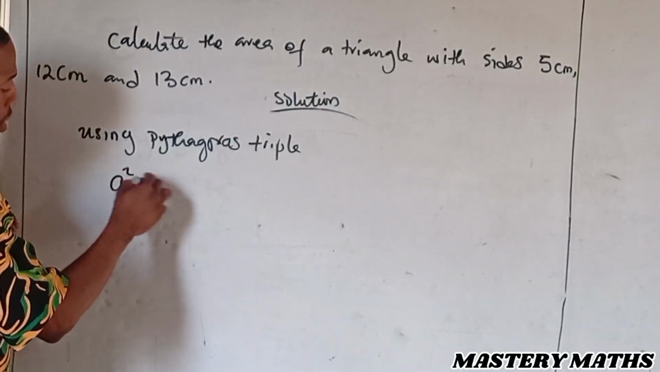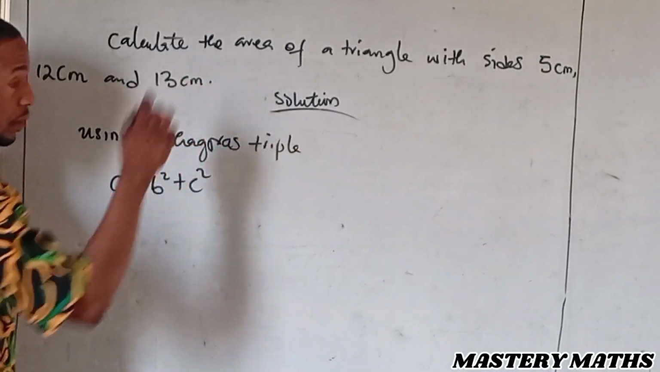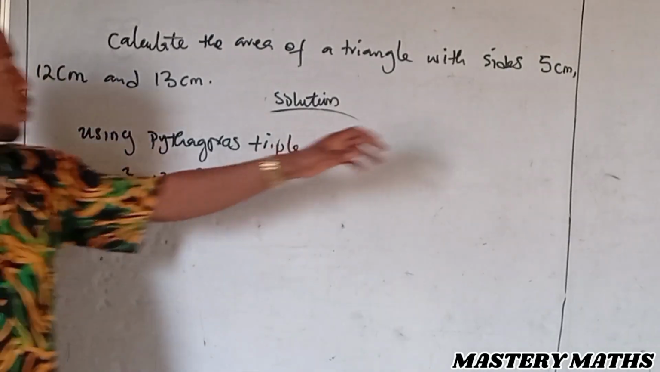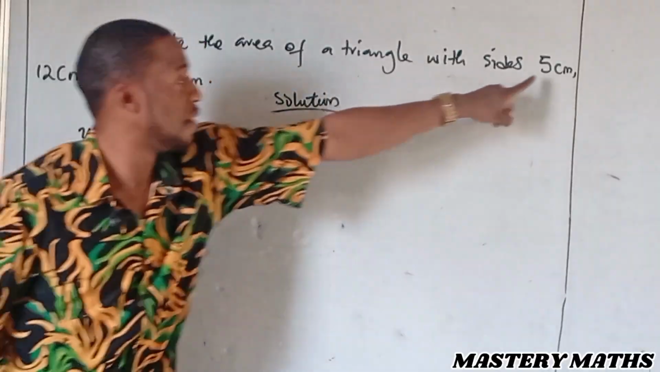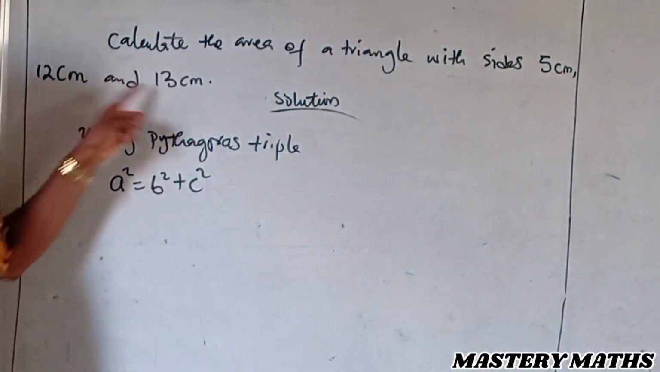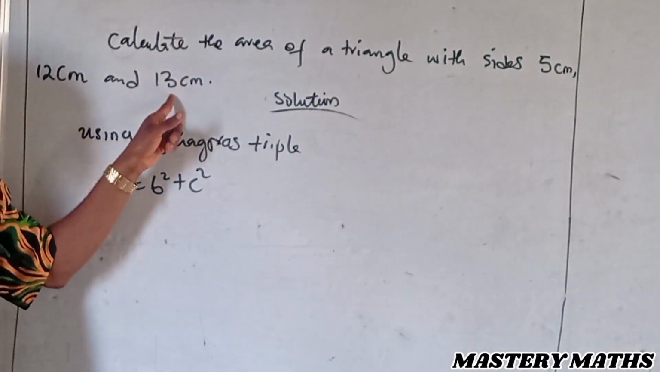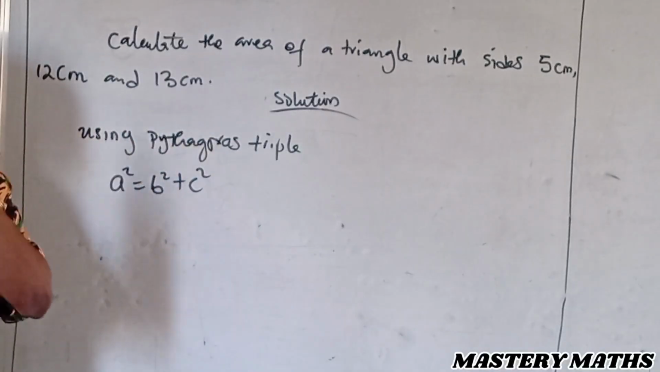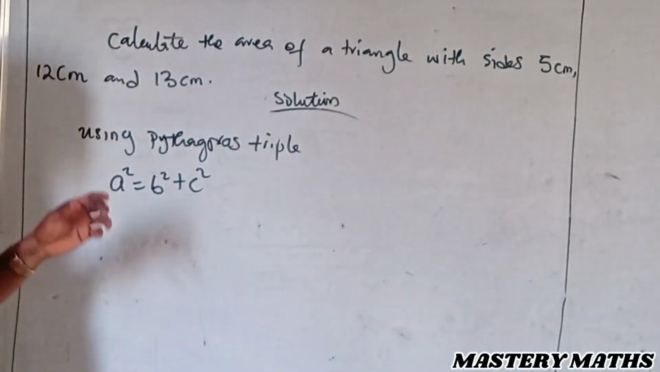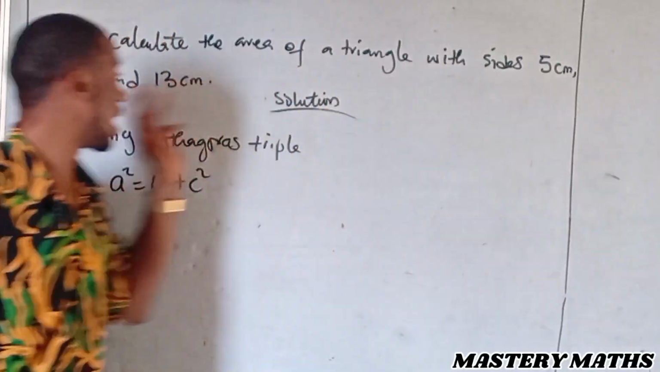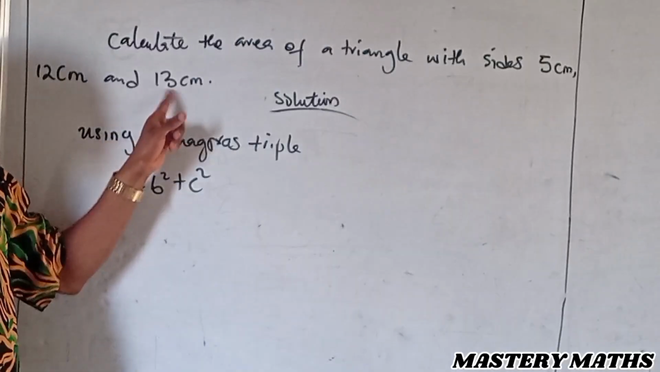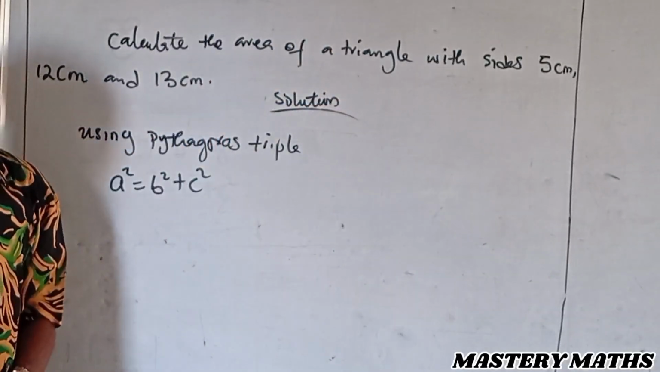Now, using Pythagoras triple, which is a square equal to b square plus c square. Now, Pythagoras triple works this way. We'll have the first one and the second one. If the first one and the second one give us this third one, that means this triangle here is a right angle triangle. But if we add these together and it doesn't give us the third one, that means the triangle here is not a right angle triangle.